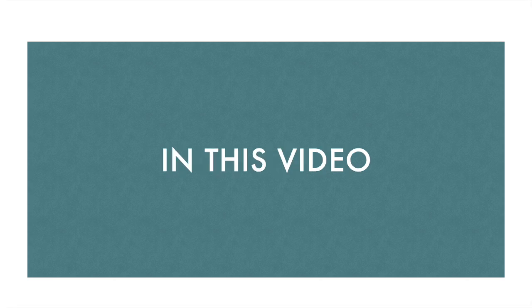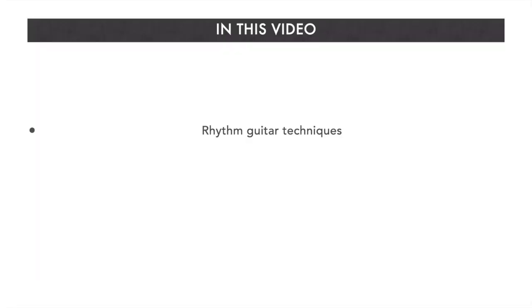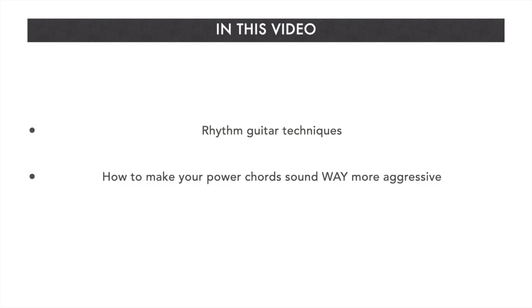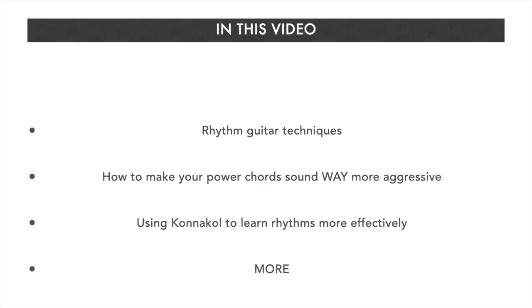So, behold, in today's video, there's going to be a breakdown of the following. 1, rhythm guitar techniques. 2, a step-by-step tutorial on how to make your power chords way more aggressive sounding. So that involves not only the chords that you use, but the strings that you play and the angle of the pick. All that kind of stuff. Really nerdy, we'll get into it. 3, using the South Indian musical system of Konakal to learn rhythms more effectively, and plenty more.